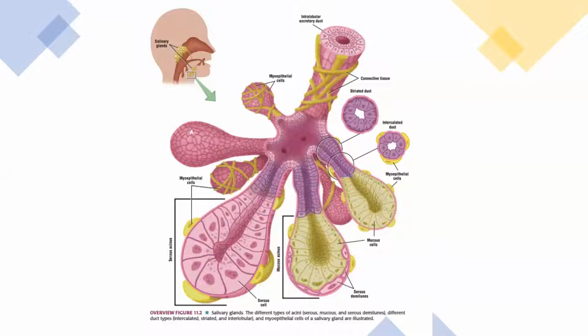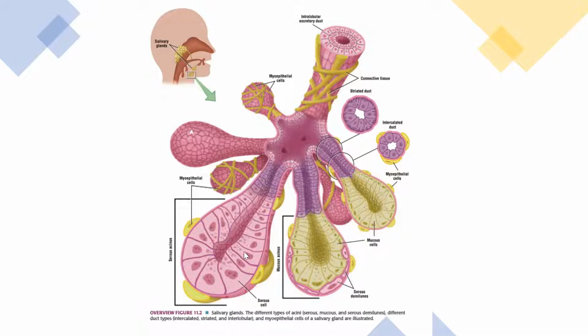The next structure is the microscopic structure of the salivary gland. In the lecture, I will talk about salivary glands completely for you. The parotid salivary gland is composed of only serous secretion. The submandibular and sublingual salivary glands have mixed secretion. It means that they have both serous and mucous secretion, but the ratio of serous and mucous in these two glands is different from each other.